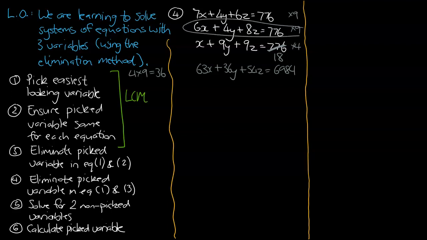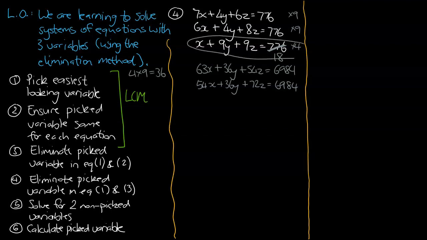We then need to do the same for the second equation. Each of the 4 parts needs to be times by 9. I'll go a bit quicker through this one. So we're going to have 54x plus 36y again. That 36y crucial. Plus 72z. And that will be equal to also 6,984. And the final step here, we need to multiply that bottom equation by 4.